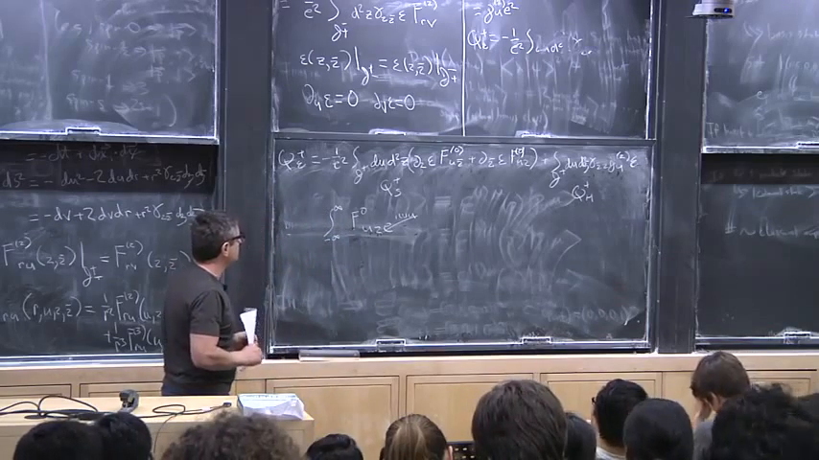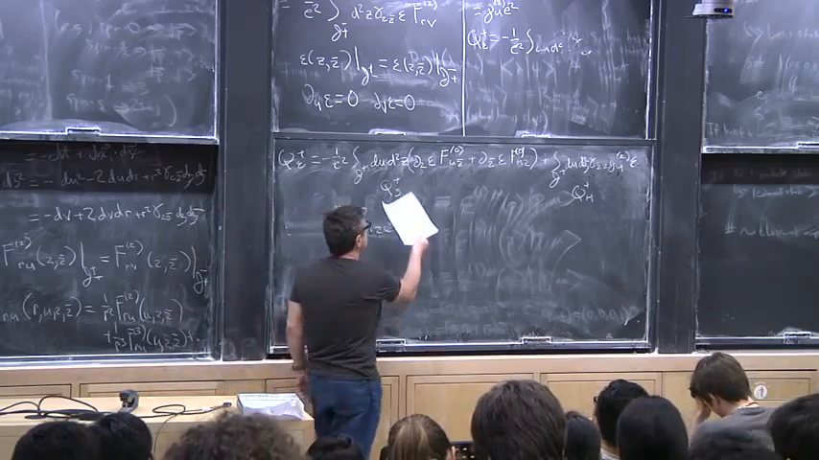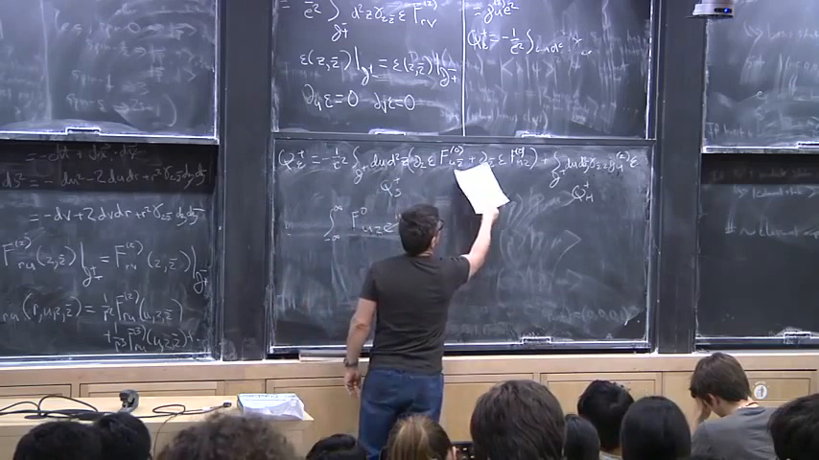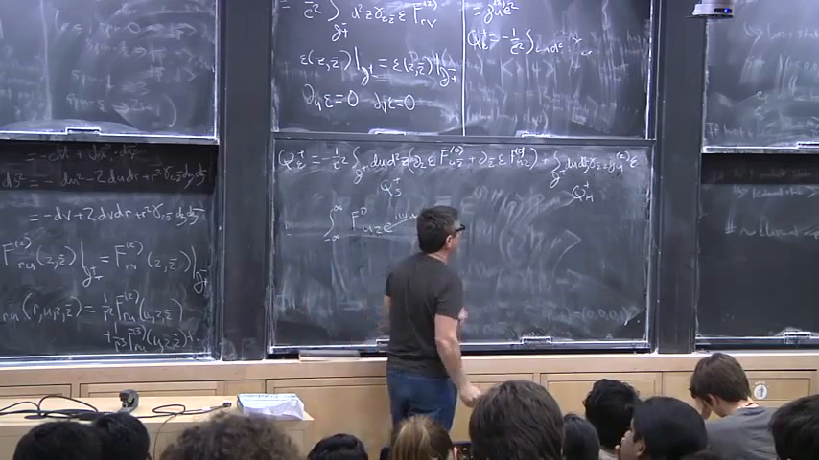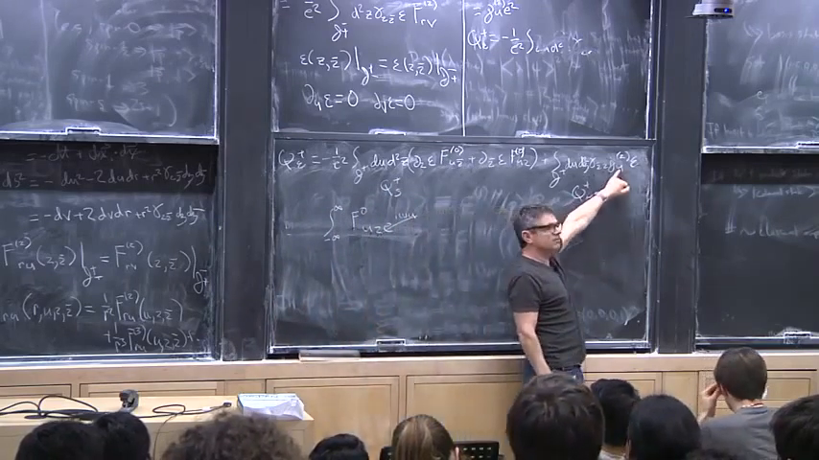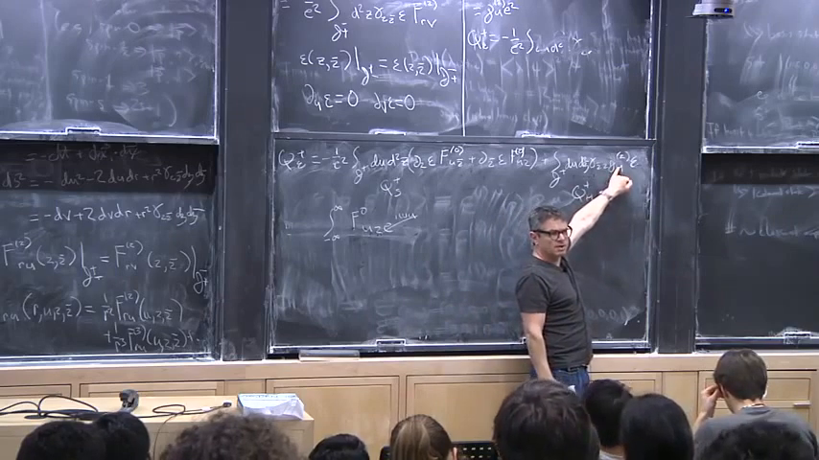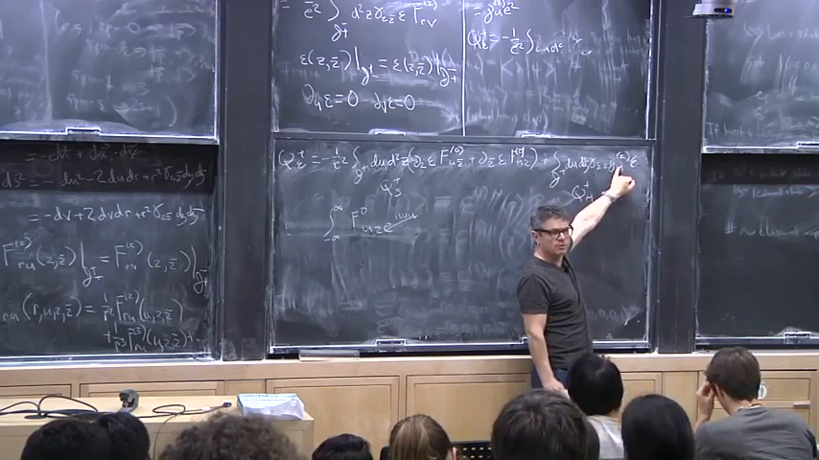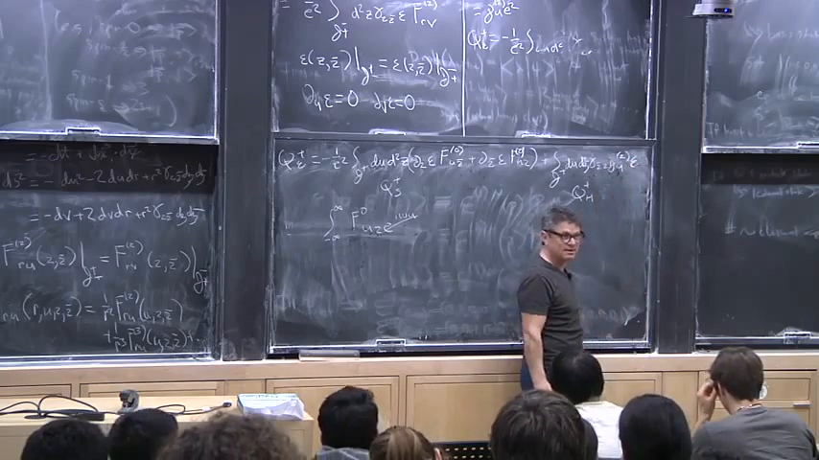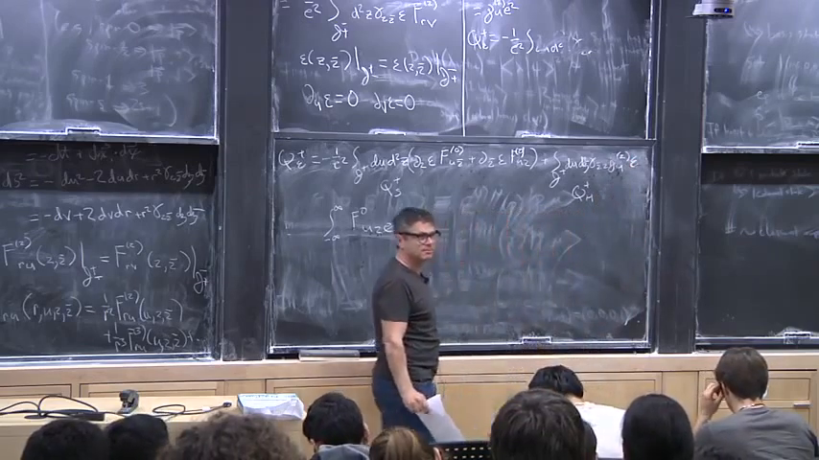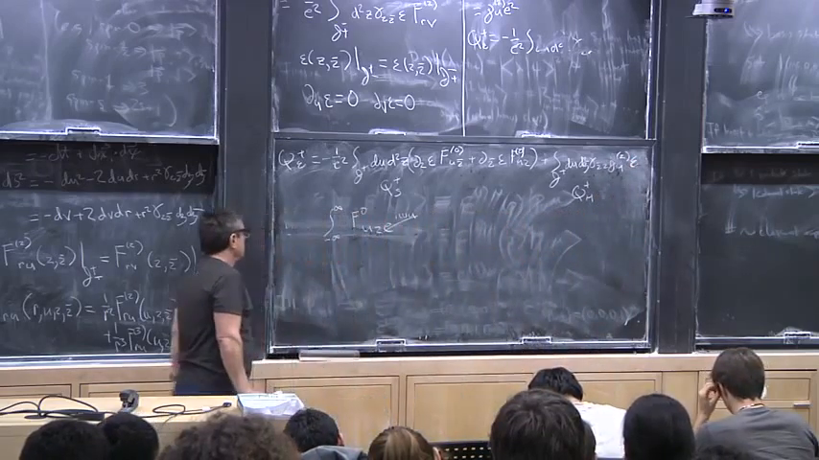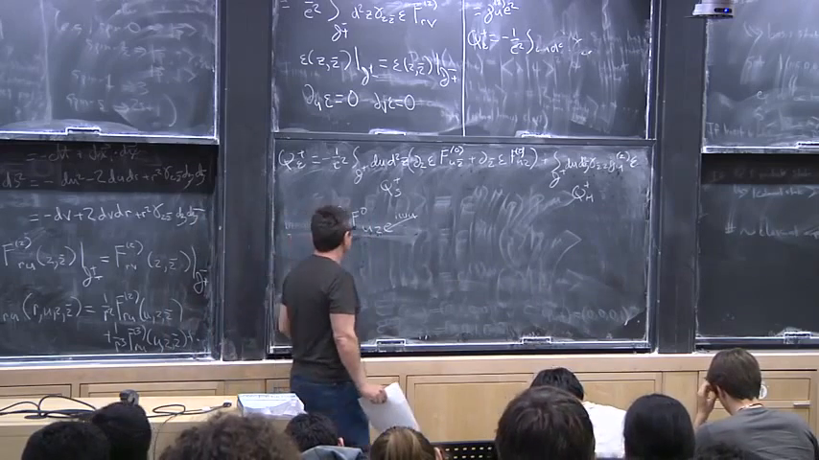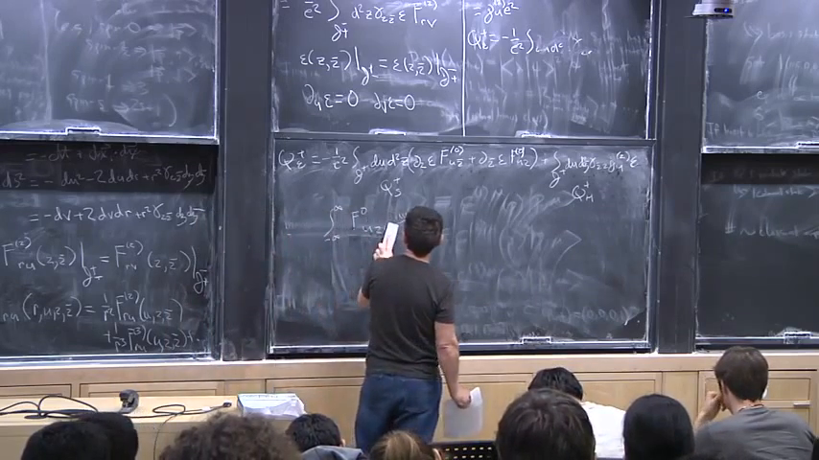And that's why we call this the soft term. And it's linear in the electromagnetic field, whereas this current here, for example, if we had a charged fermion or a charged boson, would be a quadratic term.